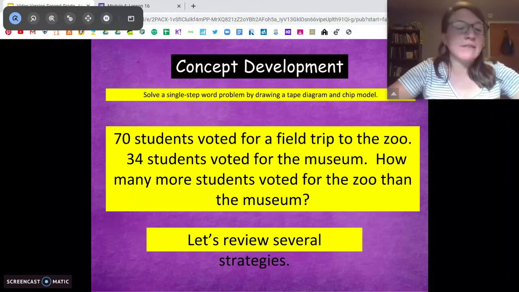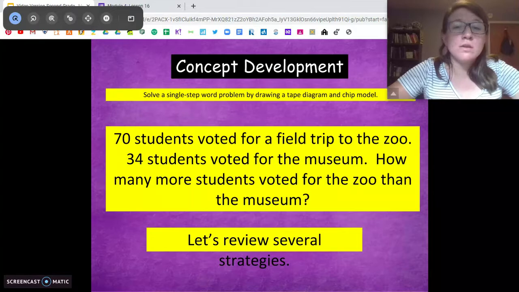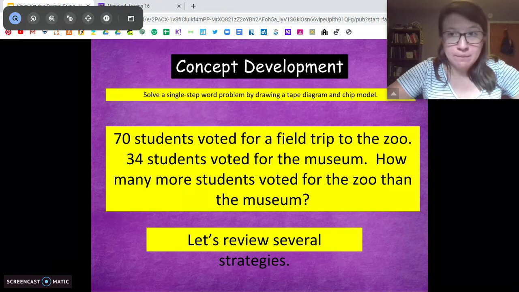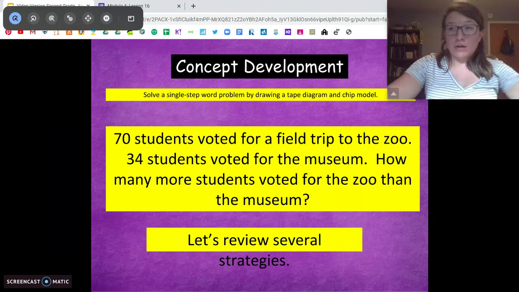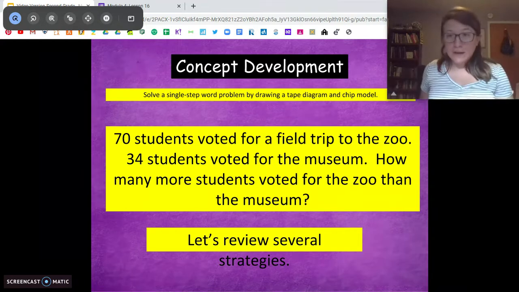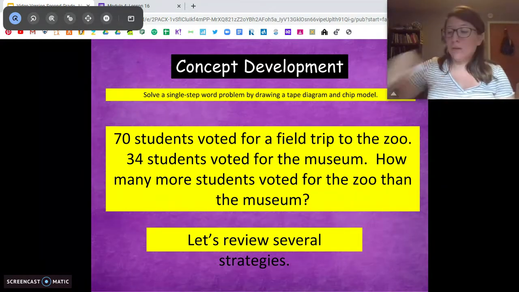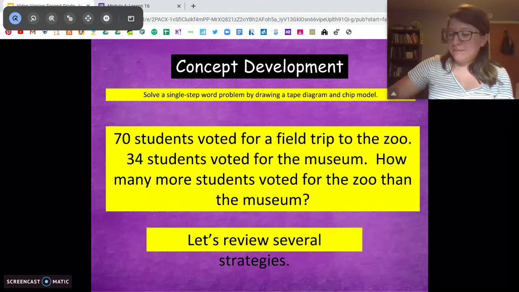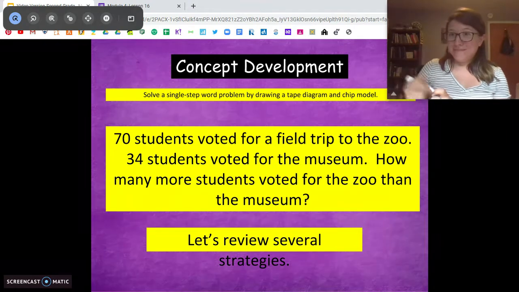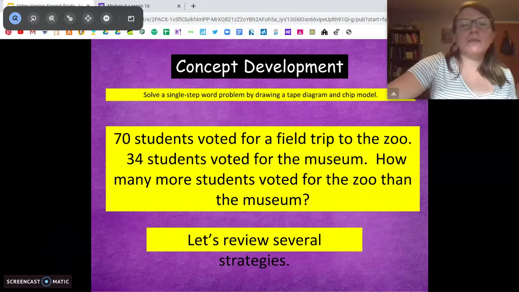This one says 70 students voted for a field trip to the zoo. 34 students voted for the museum. How many more students voted for the zoo than the museum? I want you to solve on your own, and then come back and we will go over it. So pause the video and do that now. Got it? Okay, let's go over a couple strategies.